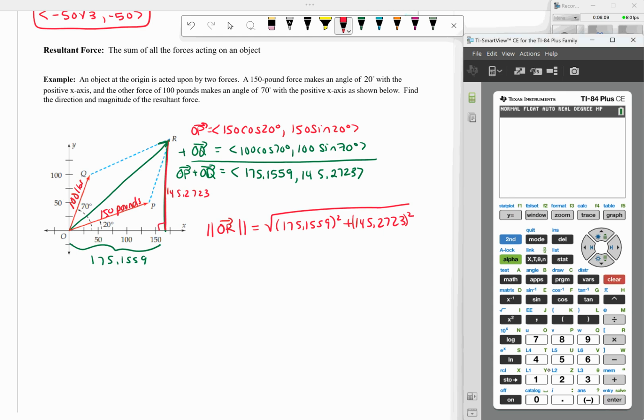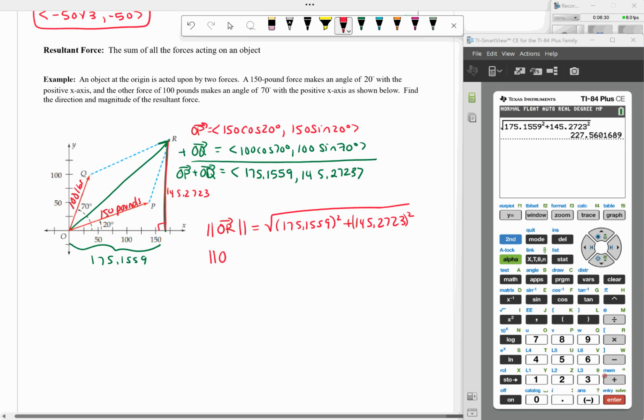So we're just using the Pythagorean theorem. So the square root of 175.1559 squared, and if you had a negative, you'd want to make sure to put that in parentheses, but there's no negative here, so it doesn't matter. Plus 145.2723 squared, and we get the magnitude of OR is equal to 227.5602 pounds. Again, that's the magnitude.